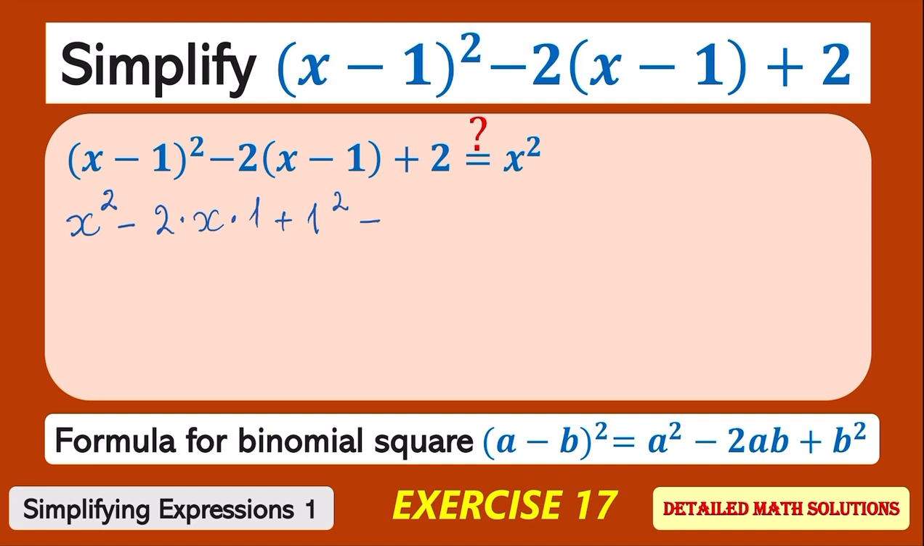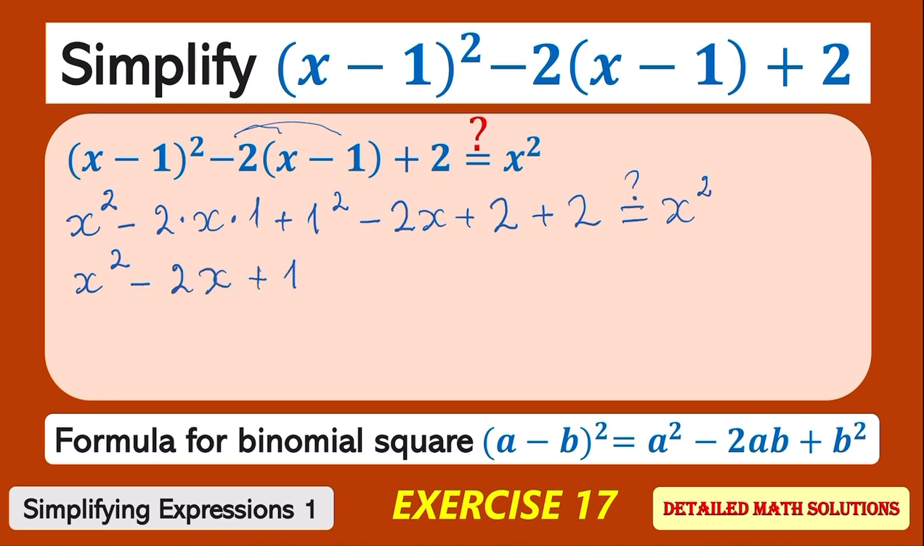Next, I need to open parentheses and multiply negative 2 with x and then with negative 1. When I do that, I get minus 2x plus 2 plus 2. I'm going to rewrite, and I need to see if this equals x squared. When I simplify further, I get x squared minus 2x plus 1 minus 2x plus 2 plus 2 is 4, and then I need to see if this equals x squared.